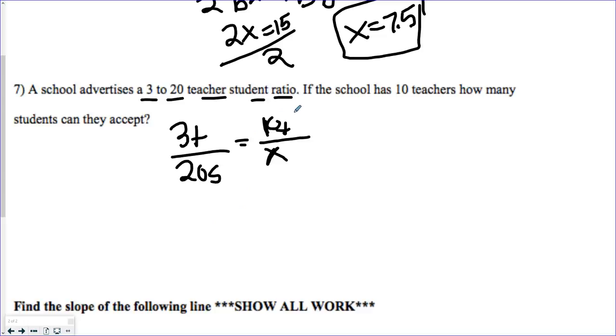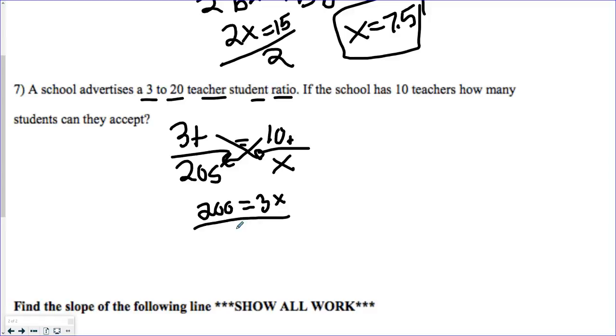So let me erase this a little bit and make it a little bit better because I didn't like the way that looks. So we have 10 teachers right now. I want to know how many students could we handle to keep this ratio the same. Once again, cross multiplication can work well here. So this is going to be 200 is equal to 3x, divided by 3. And we're going to have to round it a little bit here, but that's okay.